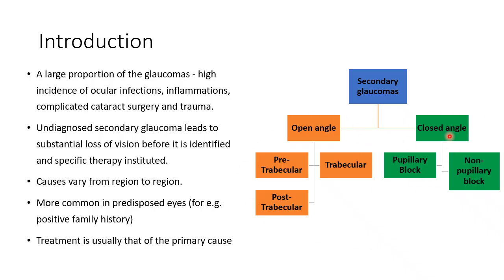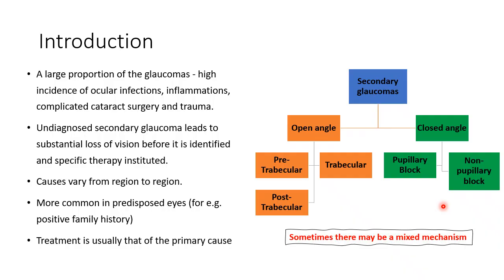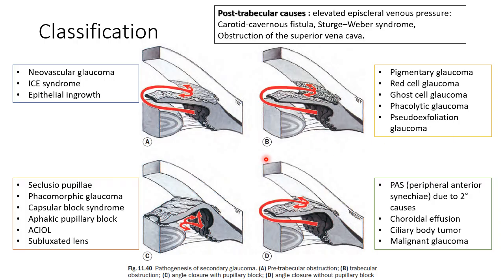Closed angle causes may be divided into pupillary block and non-pupillary block. So we've discussed angle closure glaucoma in the previous lecture. You can go back and revise pupillary block if you need to. Sometimes there may be a mixed mechanism. For example, in inflammatory glaucomas, it can be an open angle glaucoma as well as a closed angle glaucoma.